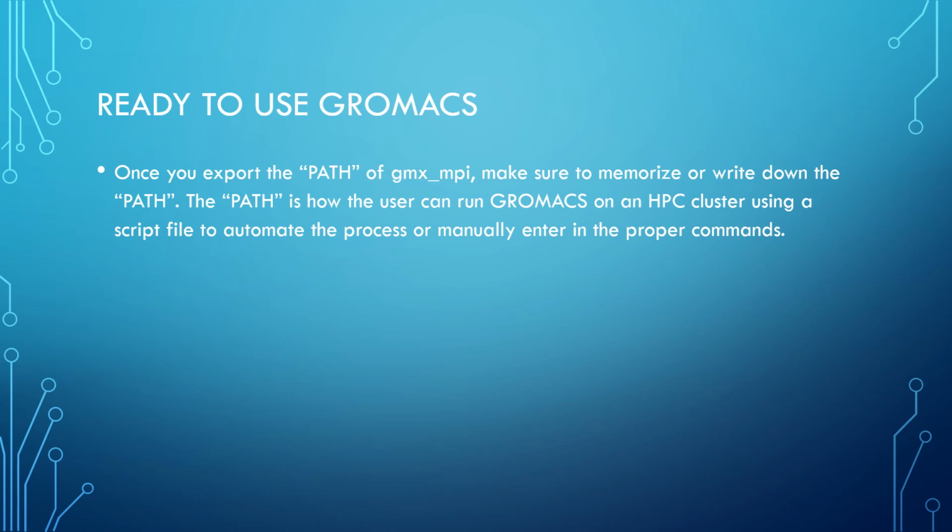Once you export the path of GMX MPI, make sure to memorize or write down the path. The path is how the user can run GROMACS on an HPC cluster, using a script file to automate the process or manually entering the proper commands.